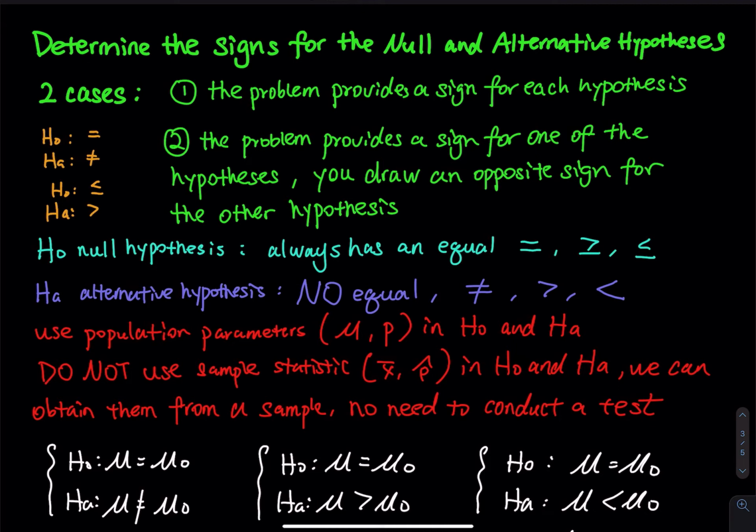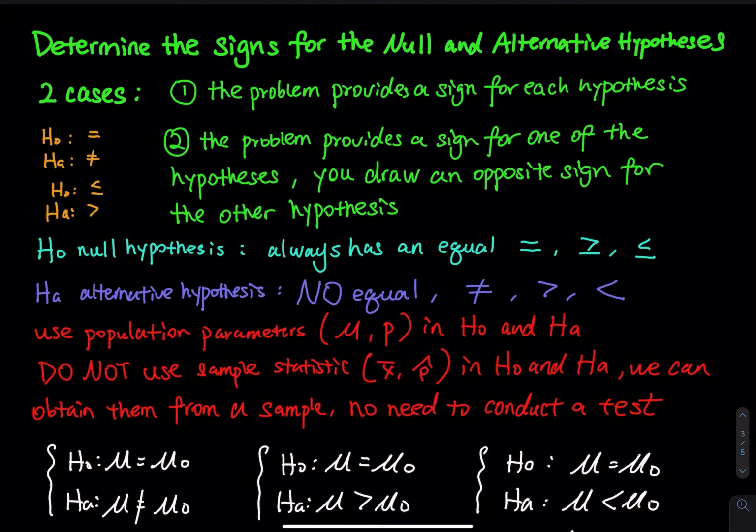And then one more thing, for H0, there is always an equal. So the sign for H0 is either equal to, greater than or equal to, or less than or equal to. Even though you use the inequality, you still have to add an equal. So that is a rule for H0. And then for HA, there is no equal. So the sign is either not equal, greater than, or less than. There is no equal.